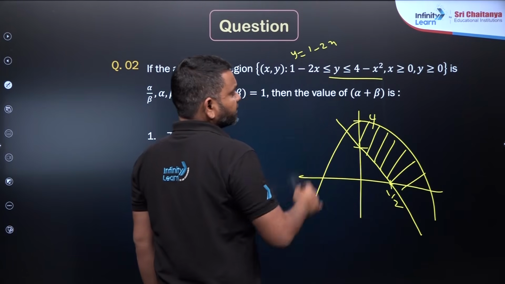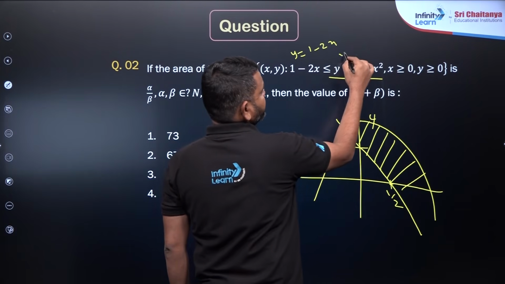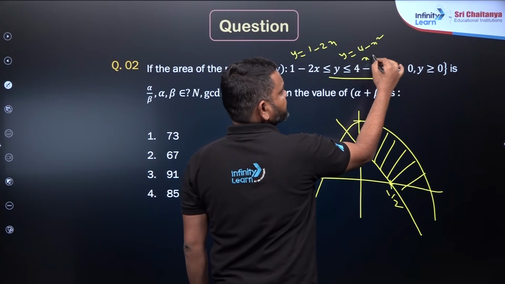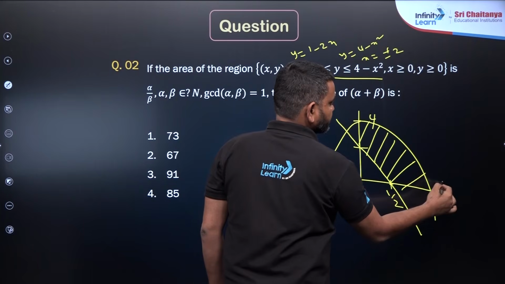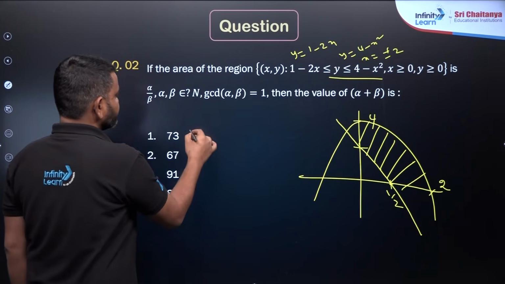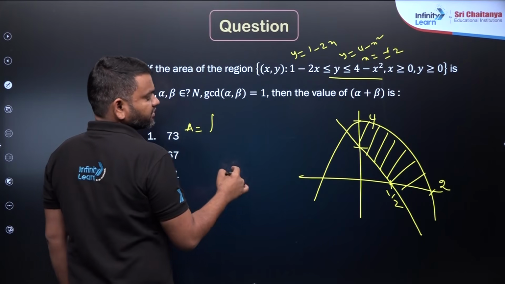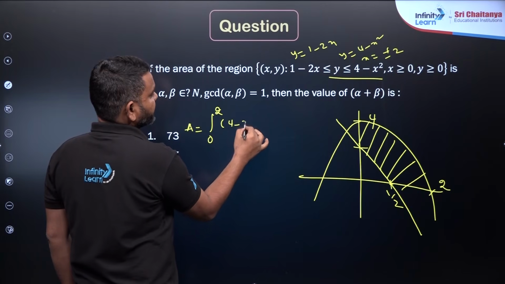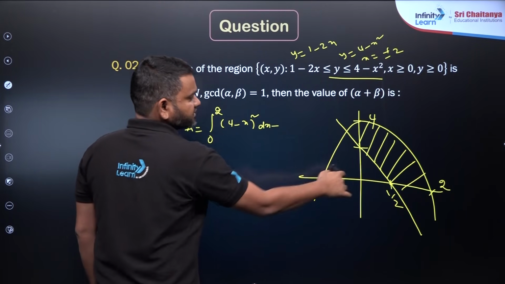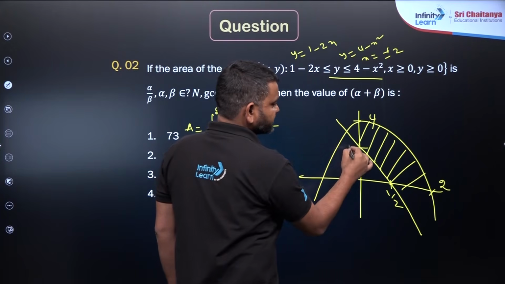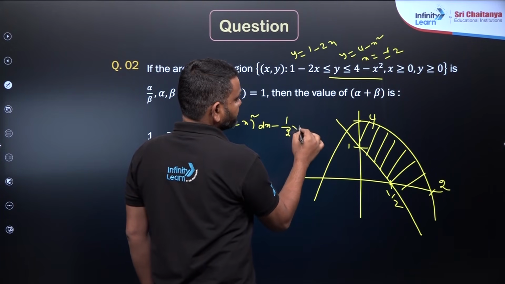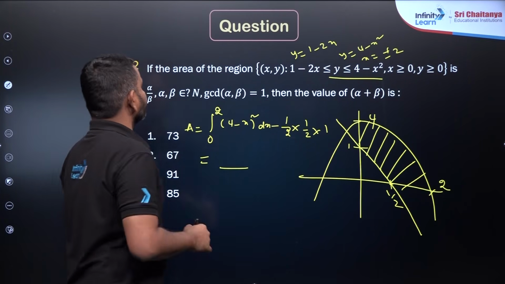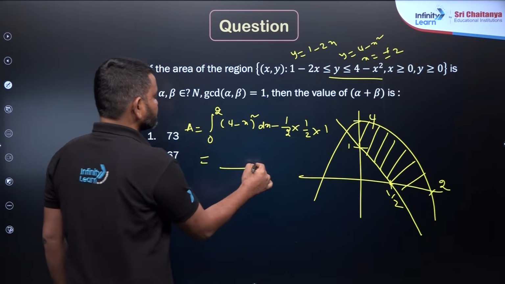Now we know that the other one is y equals 4 minus x square. If the y value is 0, the x value is going to be plus or minus 2, so here this is going to be 2. So the area which you are going to find is going to be the integral from 0 to 2 of the parabola 4 minus x square dx, minus the area of the triangle. The area of the triangle is easy because this is 0, 1, so half into base 1 by 2 and height 1. So simplify this.